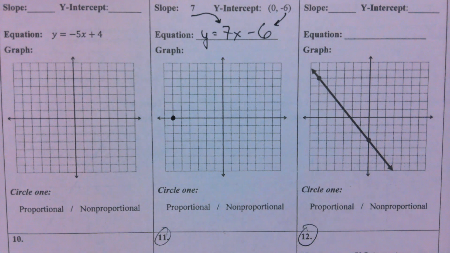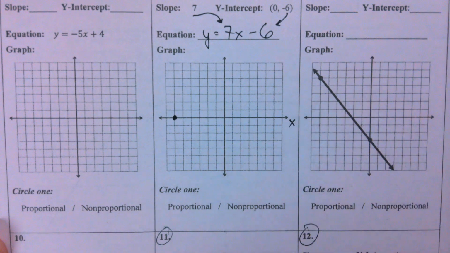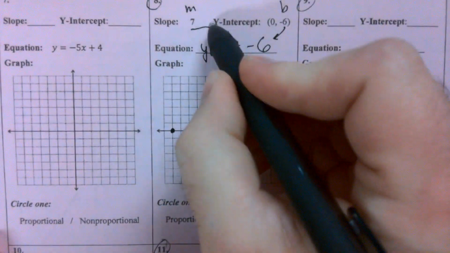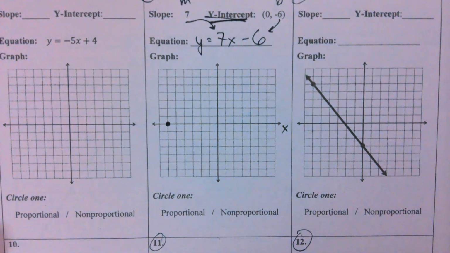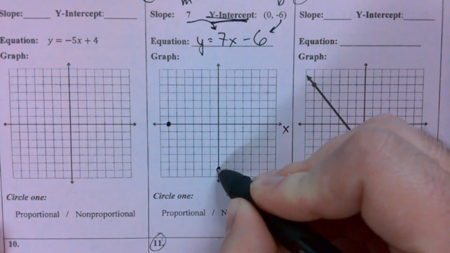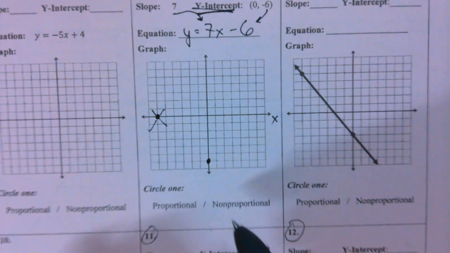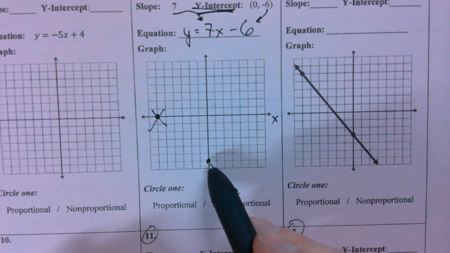My y-intercept? Does it? No, it has to be on the y-axis. Where did I put this point? On the x-axis at -6. This is our y-intercept. So my y-intercept is going to be all the way down right there. Not that point there. All the way down here at -6.